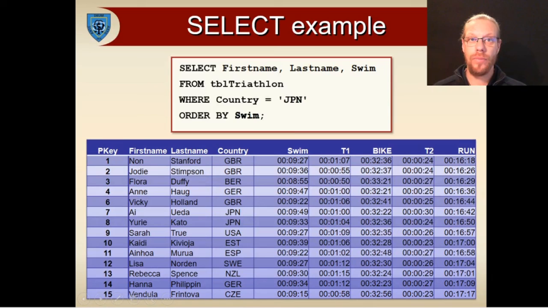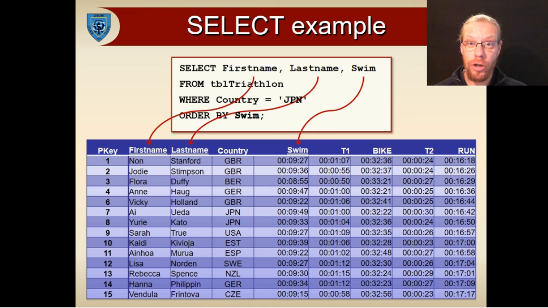Let's have a look at an example. The examples I'll be using in this video use a table of triathlon race data. A copy of the database is also available on the website if you want to try these yourself. Look at the select statement. In this statement, we want to select three fields or columns: first name, last name, and swim from the table.